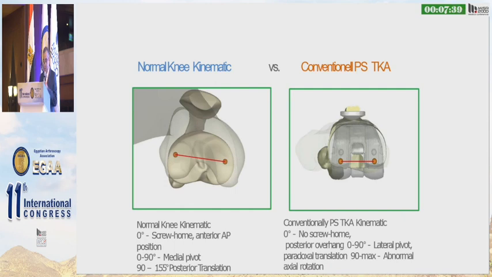If we look at the normal knee kinematics on the left-hand side, at 0 degrees there is a screw home mechanism and an anterior position of the femoral condyle. From 0 to 90, there is a medial pivot. From 90 to 155, posterior translation. And in a conventional PS total knee replacement, there is no screw home mechanism at 0, and there is posterior overhang, then from 0 to 90, lateral pivot, paradoxical translation, and abnormal axial rotation.